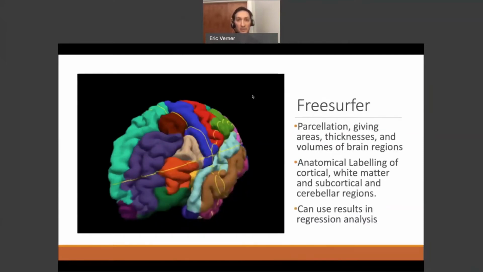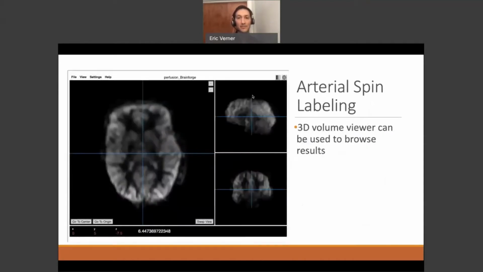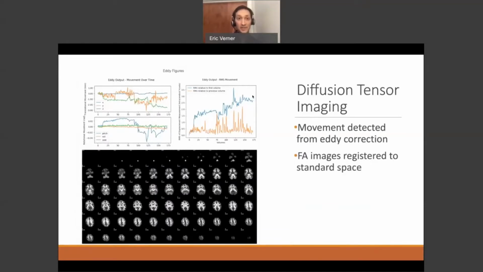We also do FreeSurfer, which does a parcellation of the brain and can do a regression analysis across many subjects after the initial pre-processing is done. Here's arterial spin labeling, which also shows you a 3D view of the processing results. Here's diffusion tensor imaging, which shows you movement correction over time and the fractional anisotropy images registered to a standard space.